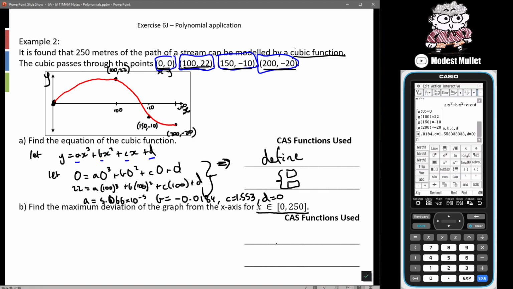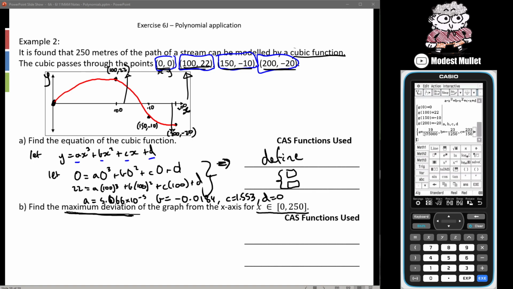So again, this is where you need to just graph it, and then we want to find the maximum deviation. This means find the maximum distance the graph gets from the x-axis. Where's the maximum or the minimum point? Because it's asked for deviation, it's the maximum distance, so therefore it could technically be a minimum below the axis.